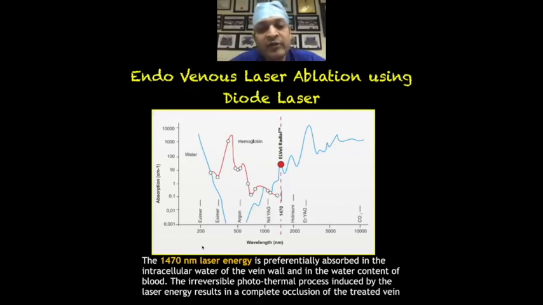Now coming to 1940. So 1940 is another step forward after 1470. We have done around 50 cases, and we have been doing it for 6 months with the 1940 laser. The only difference we found was that there is less bruising than even 1470, and less heat. 1940 is more absorbed by the water than the hemoglobin. We are going to see this in the next slide.